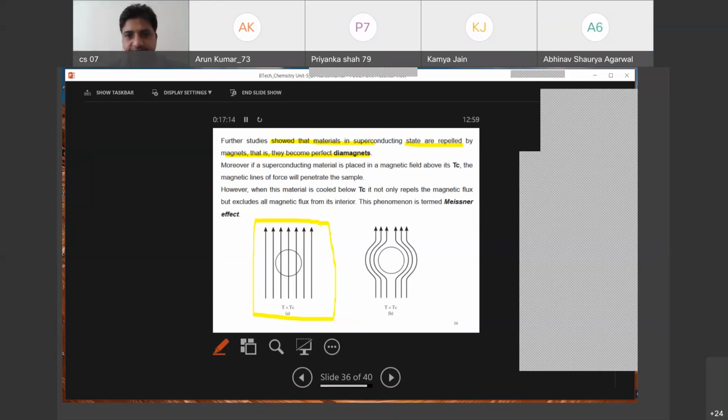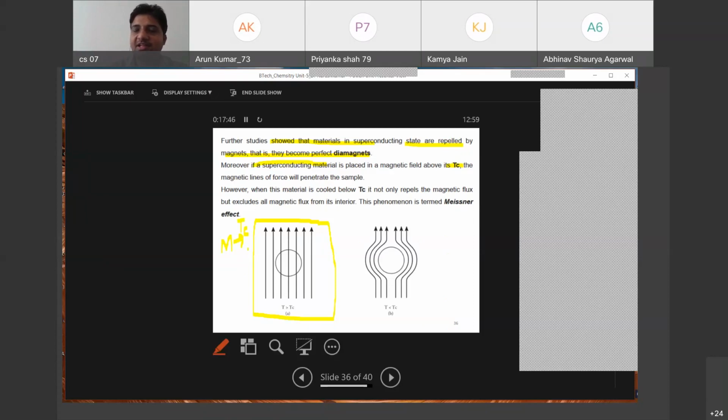So suppose you have a superconducting metal, but it is present above its critical temperature. You have some metal, and it will become a superconductor only when you keep the metal below its critical temperature, TC.